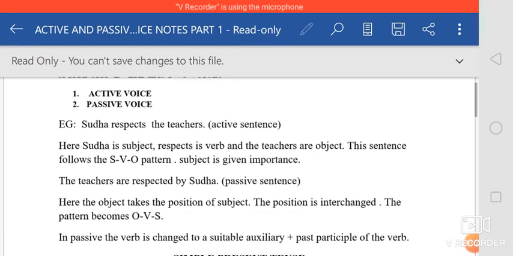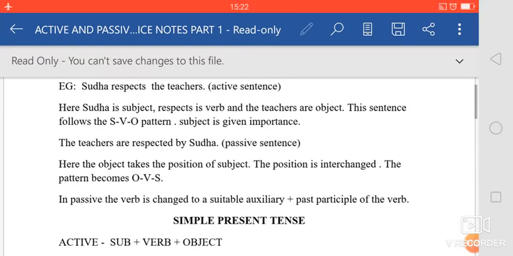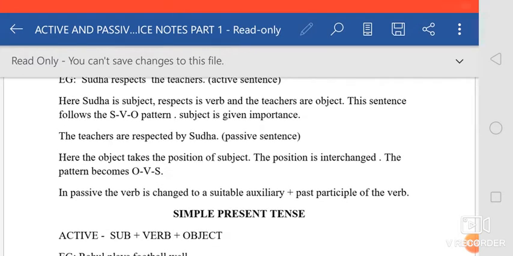Okay, so now let's see. Here I have given an example. Sudha respects the teacher. So in this sentence, Sudha is the subject, respect is the verb, and the teacher is the object. Okay, so the sentence is having a pattern, that is SVO. S for subject, V for verb, and O for object. Here subject is given the importance.